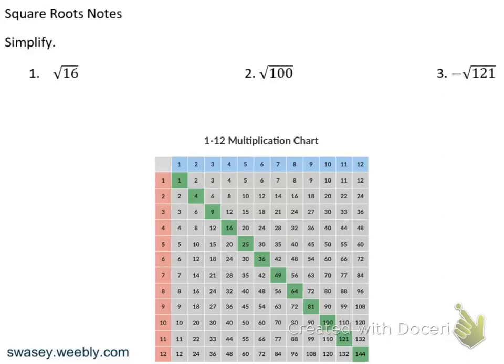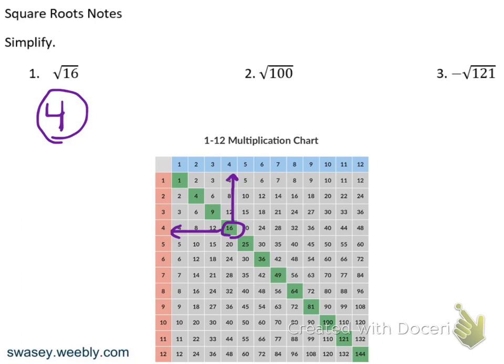Square root asks the question, what times itself is that number? So the square root of 16, the positive square root of 16, what times itself is 16? This is a perfect square. Notice it's one of the green boxes. So we look and see, what times itself is 16? Well, 4 times itself is 16, so the positive square root of 16 is 4. That's sometimes called the principal square root.